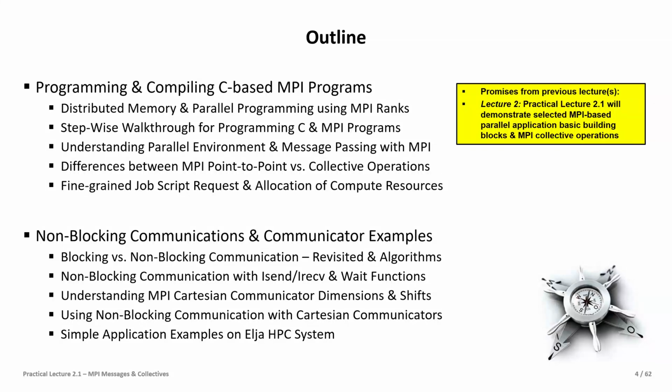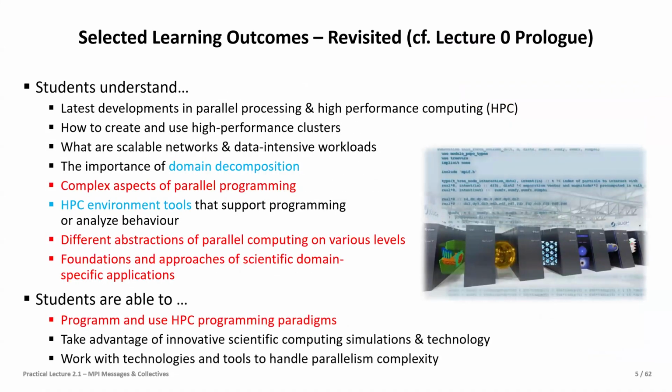So this is something we also will do in the second part today, and of course some application examples of this non-blocking combined with this Cartesian communicator on Elia to give you practical examples. After that, you really have a good idea of complex aspects of parallel programming with MPI. So you can potter off and do your first MPI programs. You will see it's not so trivial.